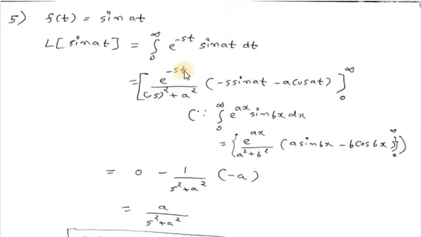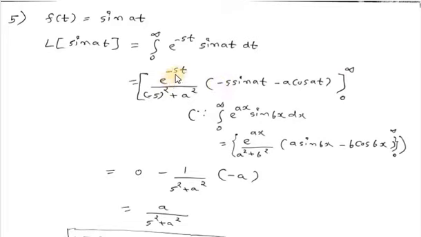So it will become e raised to minus st divided by minus s square plus a square. Then after replacing a by minus s, we get minus s sine of at, then minus sign, and replacing b by a, cosine of bx becomes cosine of at. Now the limit is from 0 to infinity.